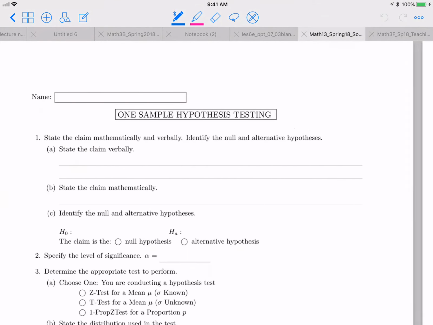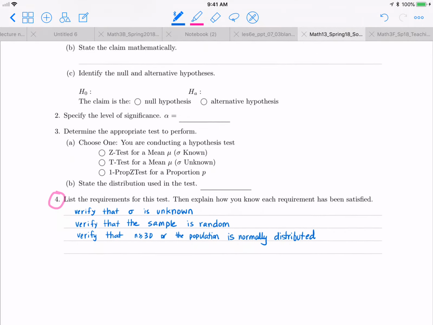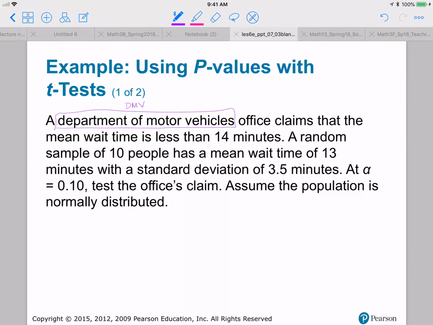So now verify that sigma is unknown. And how do we know that sigma is unknown? Well, we are given a DMV office claims that the mean wait time is less than 14 minutes. A random sample of 10 people, so n is equal to 10, has a mean wait time of 13 minutes. So x bar equals 13 with a standard deviation of 3.5 minutes. So S is equal to 3.5. At alpha equals 10%.